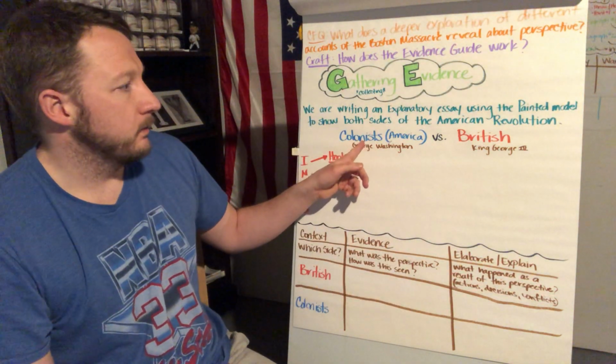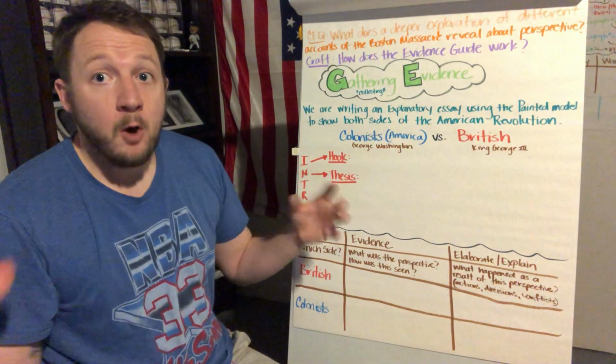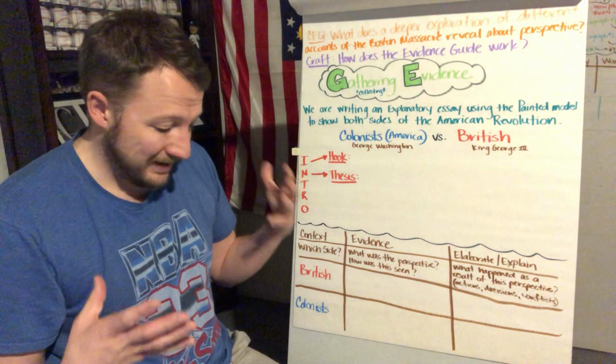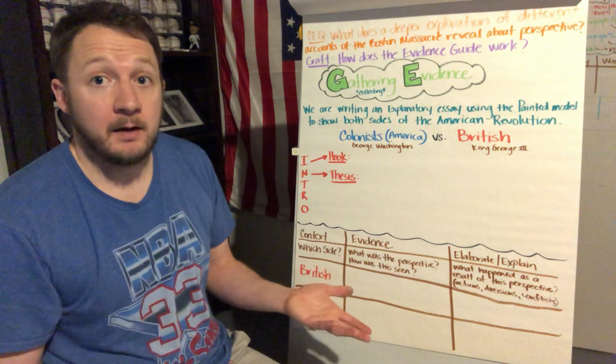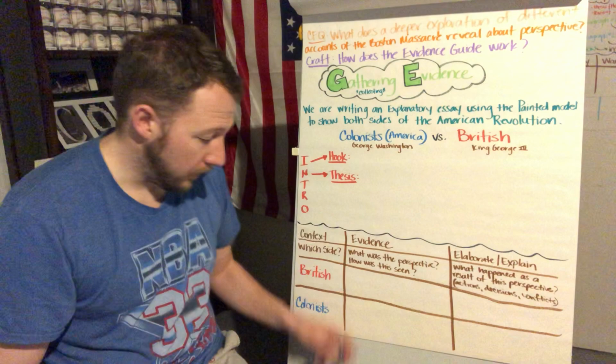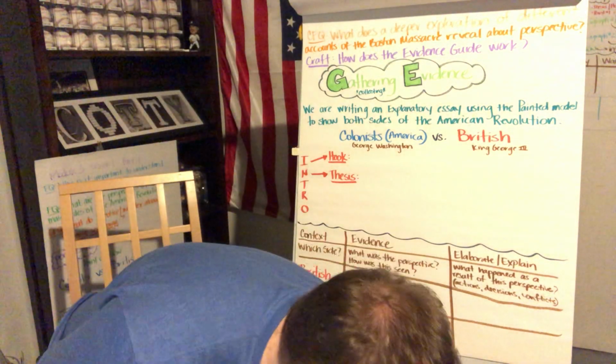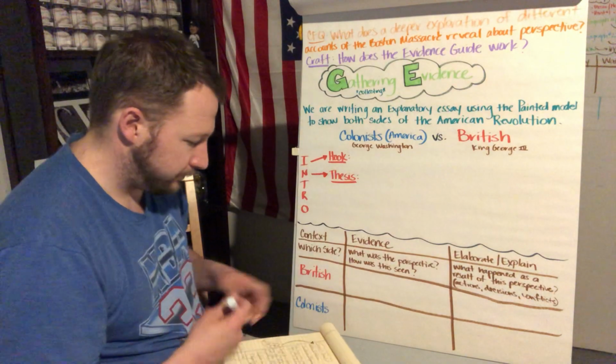But we know that we're talking about the colonists versus the British, right? But now, how are we going to put that into a sentence? How are we going to put that in an organized way for our thesis? And the way that I've come up with is as follows.